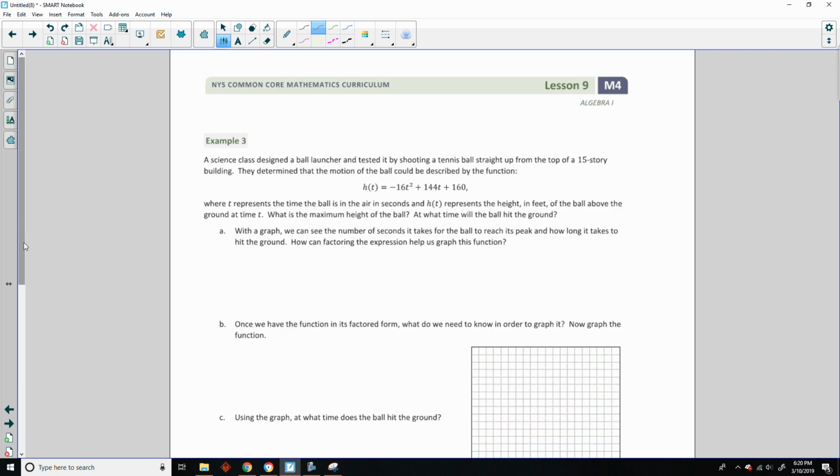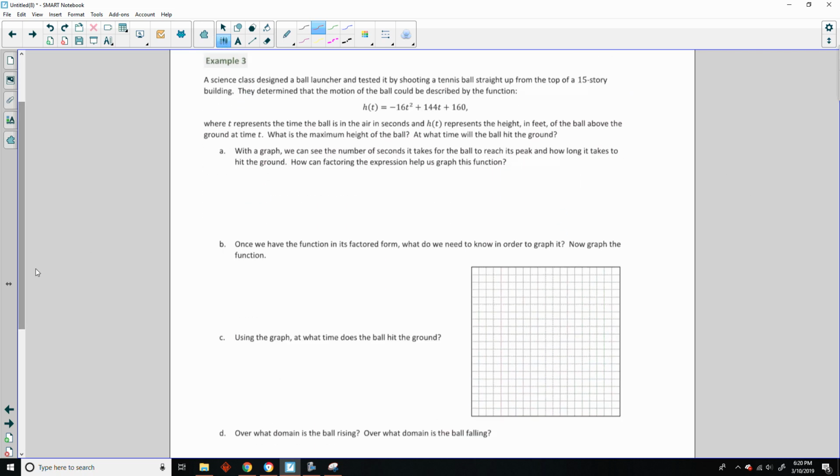Example 3, the lesson that never ends. This one's a long lesson. Okay, example 3 says a science class designs a ball launcher and tested it by shooting a tennis ball straight up from the top of a 15-story building. They determined that the motion of the ball could be described by the function h of t equals negative 16 t squared plus 144 t plus 160.